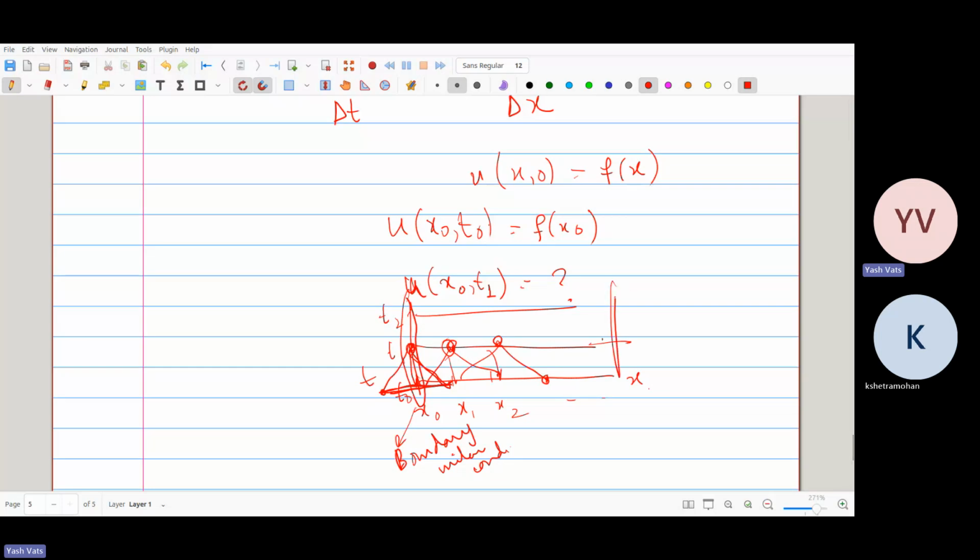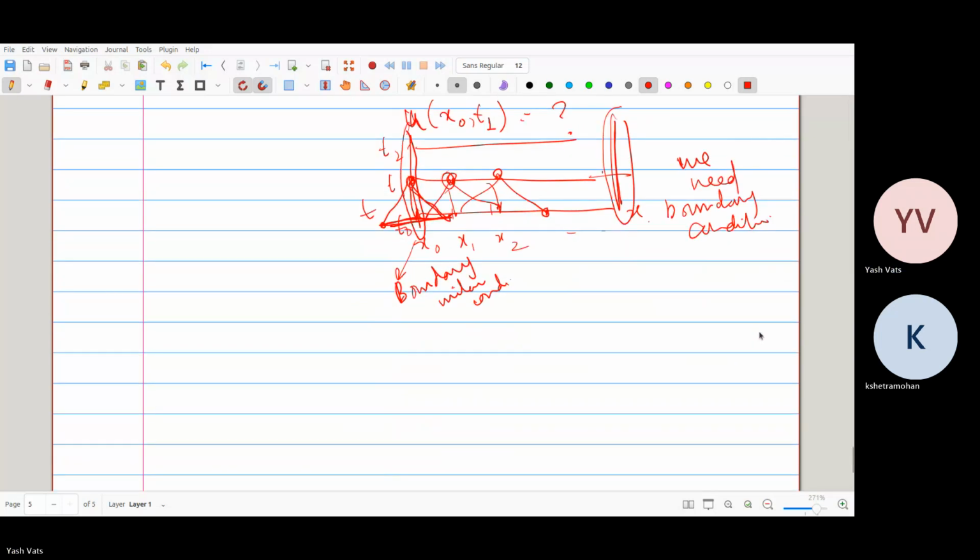So the problem is at the boundary, right? So we need boundary conditions. That you should keep in mind when dealing with the initial conditions.